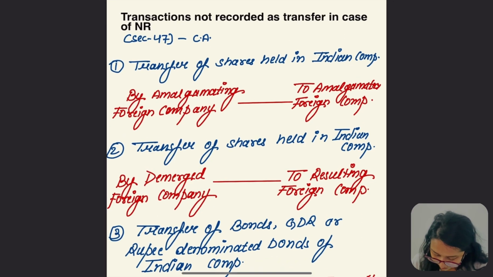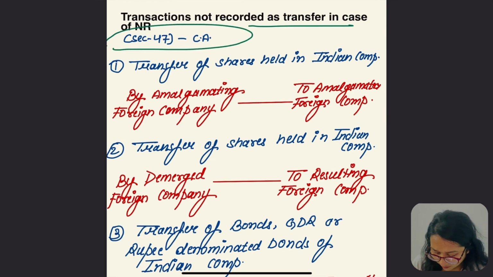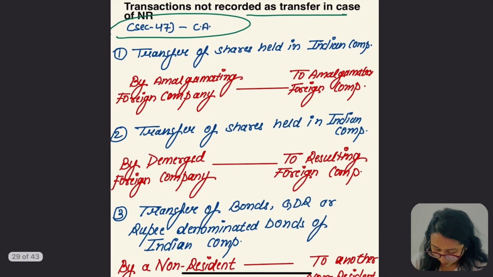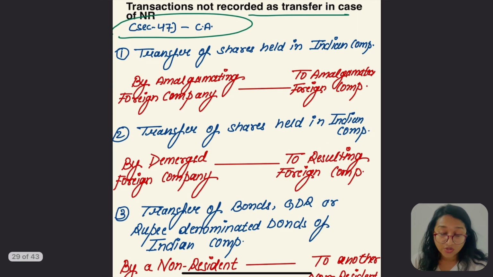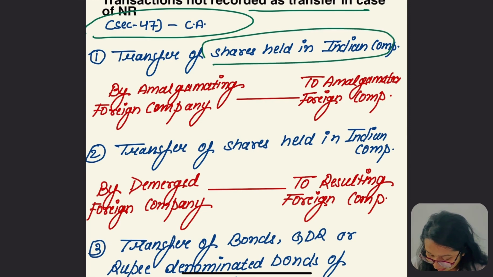So let's go to some of the transactions which are not regarded as transfer in case of non-residents. We have already read this in the capital gains chapter. Let's check out the remaining points saying that these transactions are not regarded as transfer. Number one is the transfer of shares held in an Indian company.